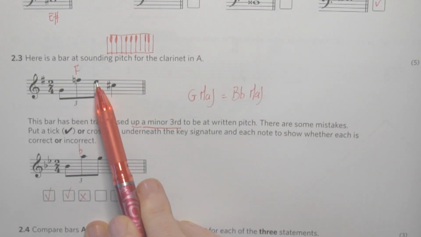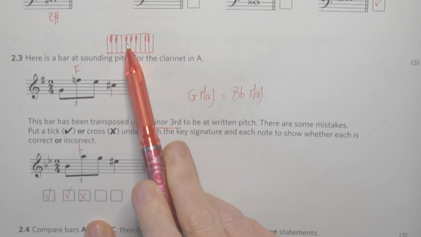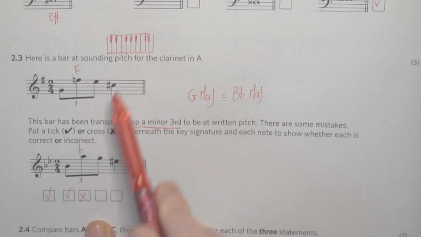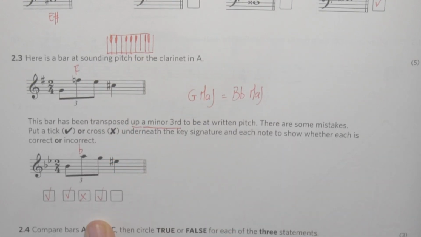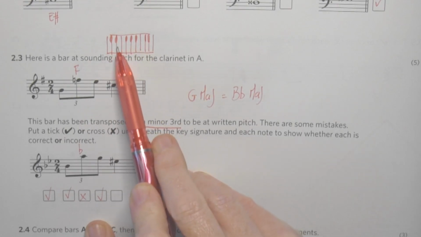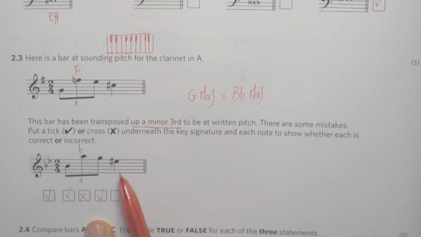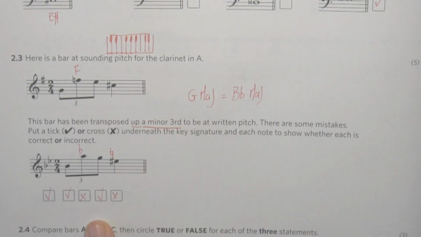The next note is Mi, E, and a minor third up, 1, 2, 3, is G. And this note is also G, Sol, so it's correct. Lastly, Do sharp, so C sharp, plus 3 steps, 1, 2, and 3 equals E, Mi. But this is E sharp, so it's incorrect. It should be natural. There you go. This is the final answer, and I hope it was clear and quick for you as well.